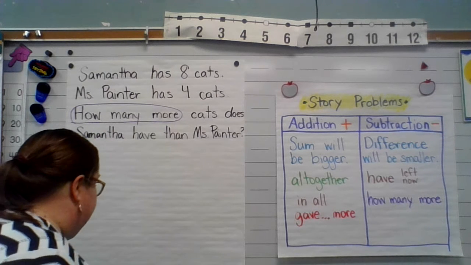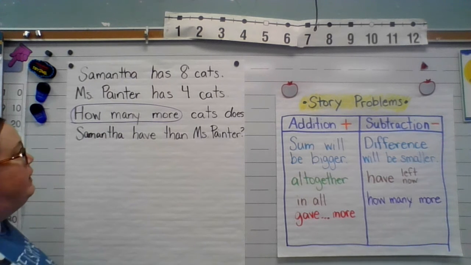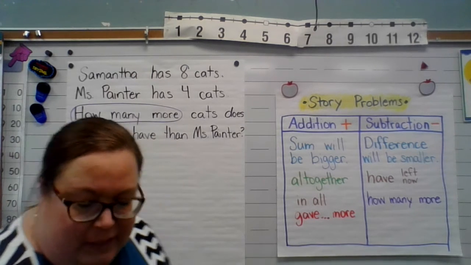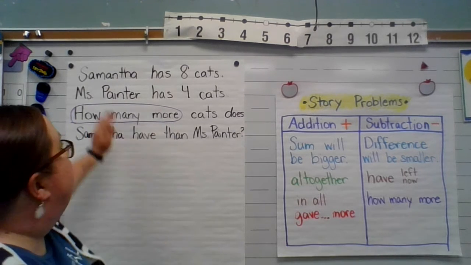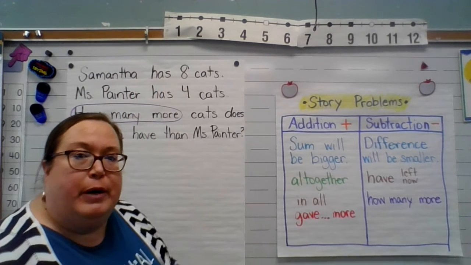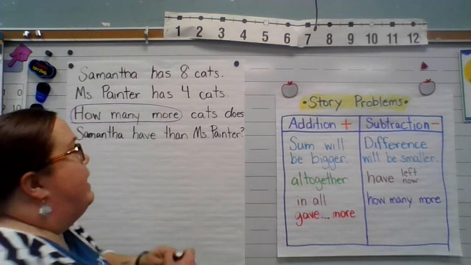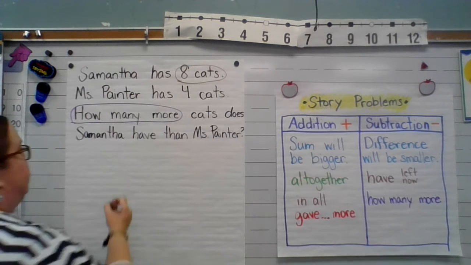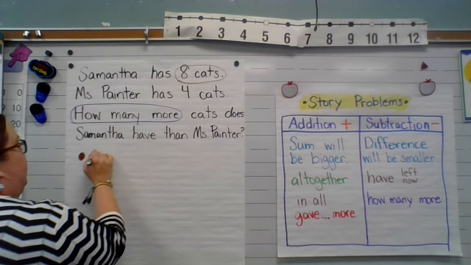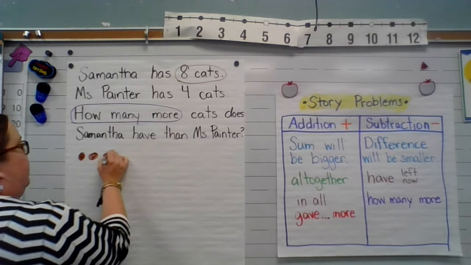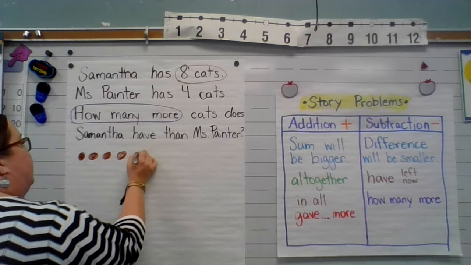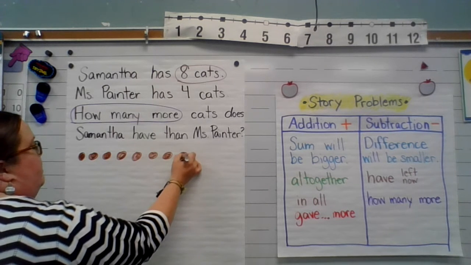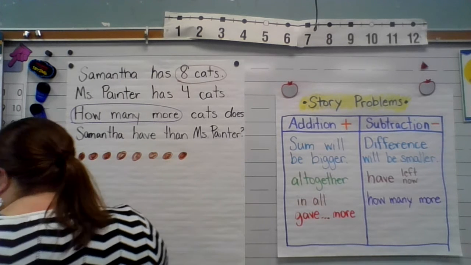Okay, now let's go back up to the top and see if we can figure out other important words, which I bet you can tell me right now. We've done such a good job with this. Samantha has 8 cats. What's the important part in that sentence? 8 cats. I'm going to circle it. And then I'm going to draw it. Draw 8 circles, dots. 1, 2, 3, 4, 5, 6, 7, 8. My marker's running out, friends.